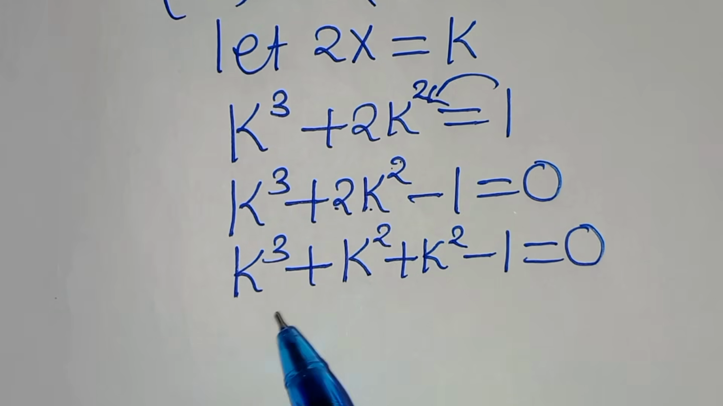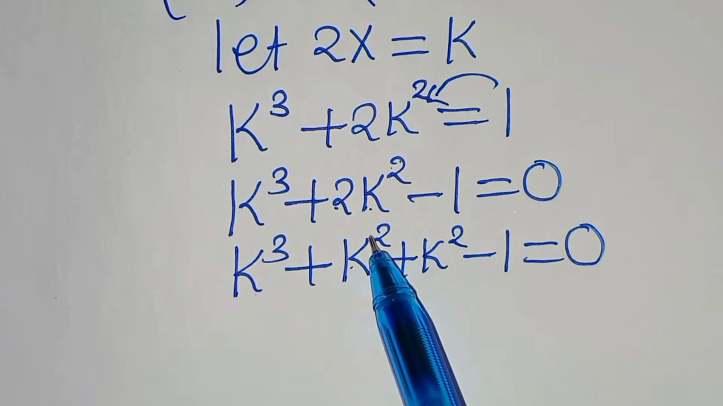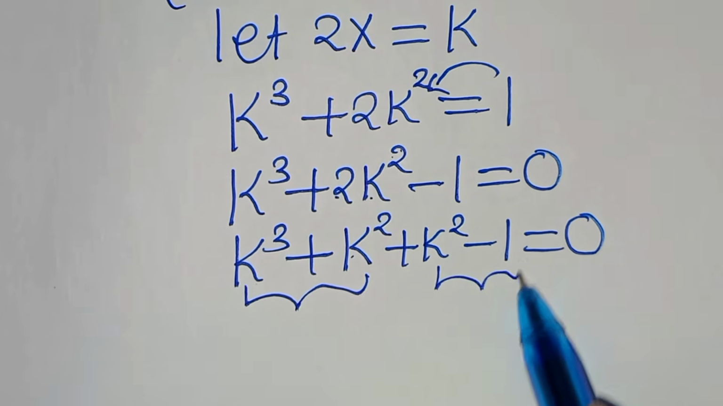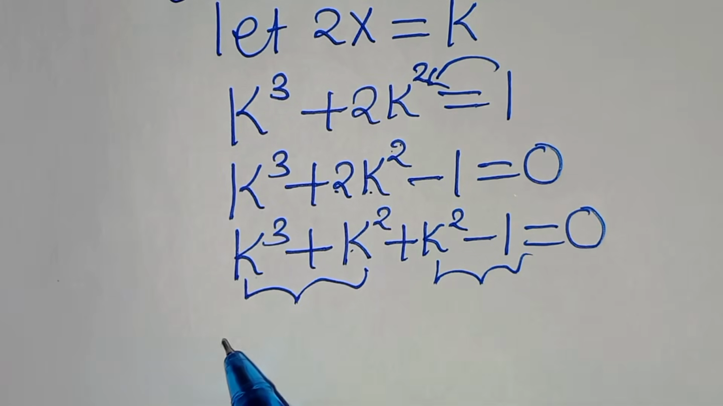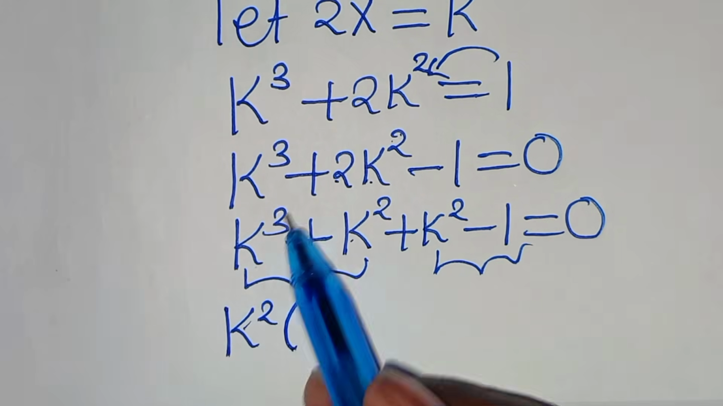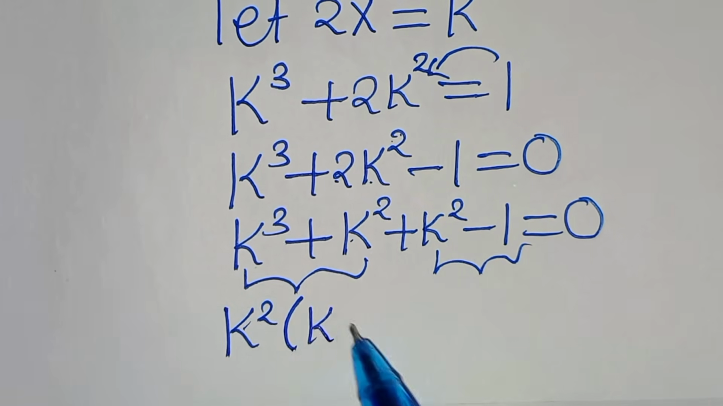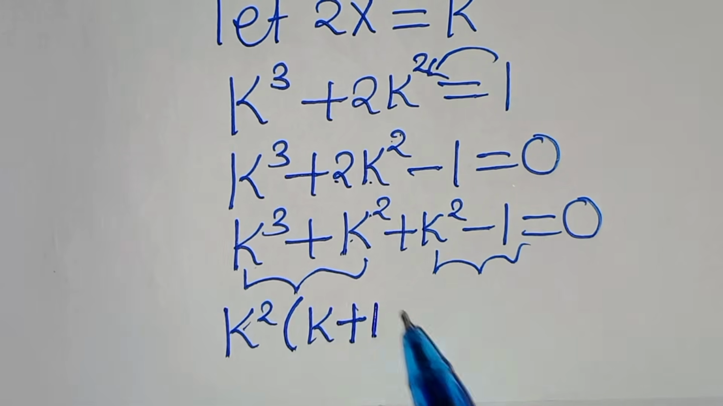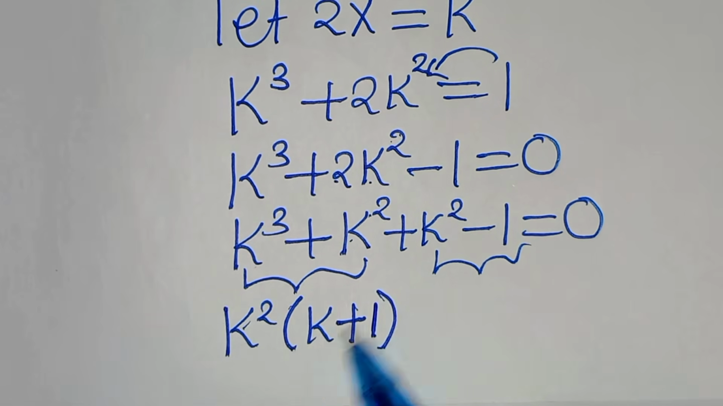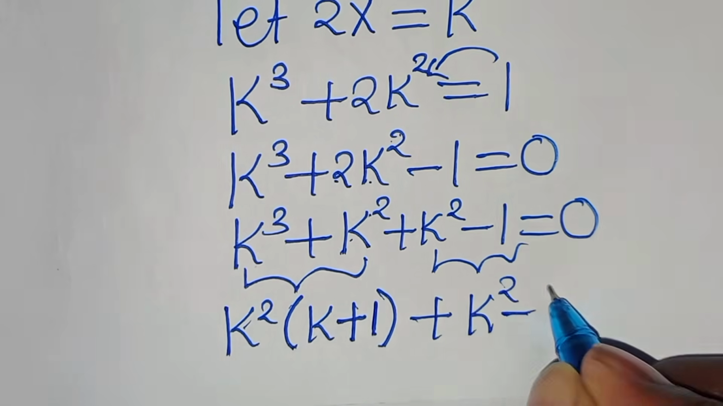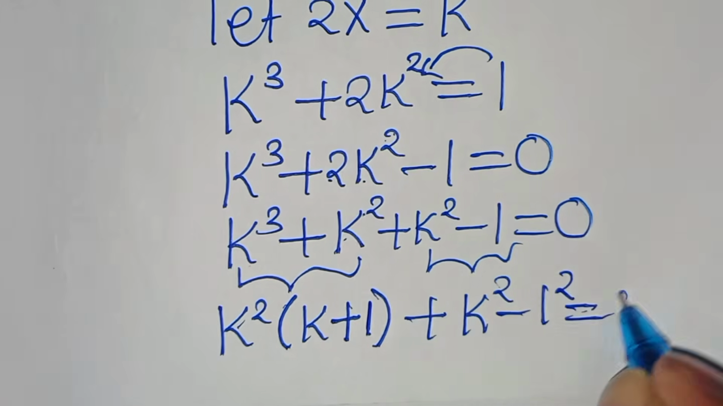Now this is k to the power of 3 plus k squared. So this means that we have two parts here. From the first part, k squared is common here, so we can factor out k to the power of 2. k to the power of 3 divided by k squared is k. Then we have k squared divided by k squared, this is 1. So we have k squared into the parentheses k plus 1. Then plus k squared minus 1 squared. This is equal to 0.